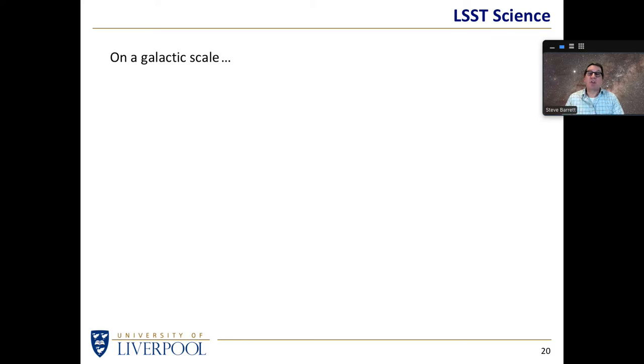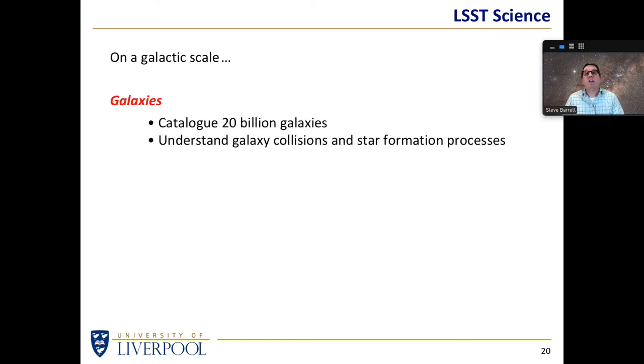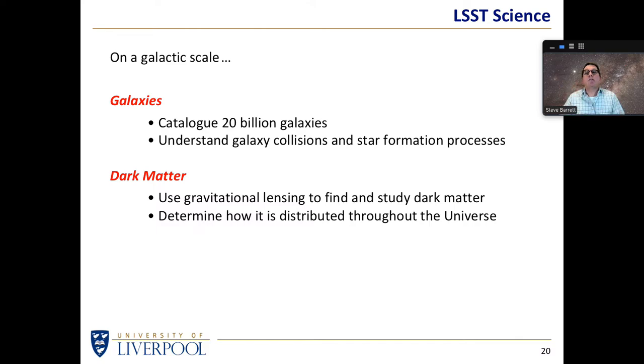On a larger scale, on a galactic scale, the LSST is expected to catalogue something of order 20 billion galaxies. It will be looking at individual galaxies as well as galaxy mergers and galaxy collisions, which will help us understand galaxy evolution. And for the more nearby galaxies, it'll help us understand star formation processes.